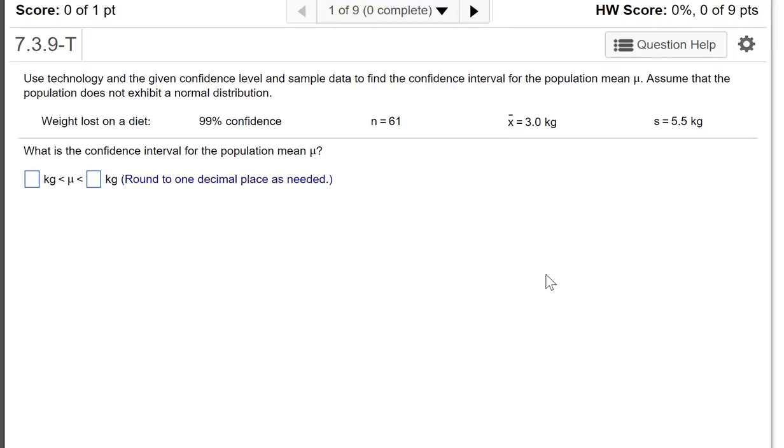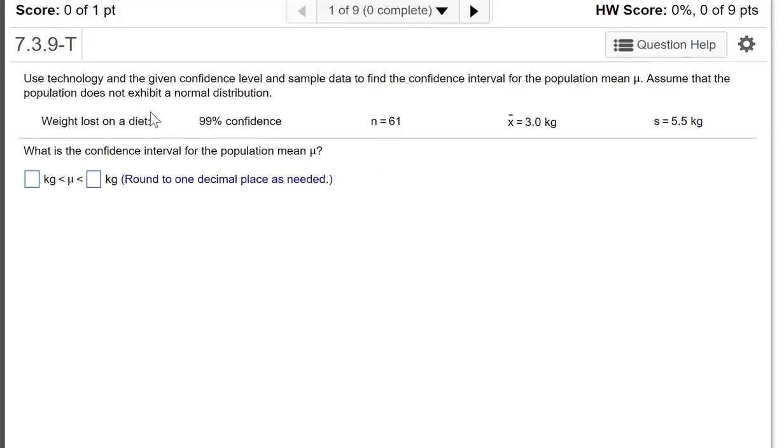Okay, for this problem it says use technology and the given confidence level and sample data to find the confidence interval for the population mean. Assume that the population does not exhibit a normal distribution. Since n is fairly large, more than 25 or 30, it's 61, we can use the t interval without having to test for normality.